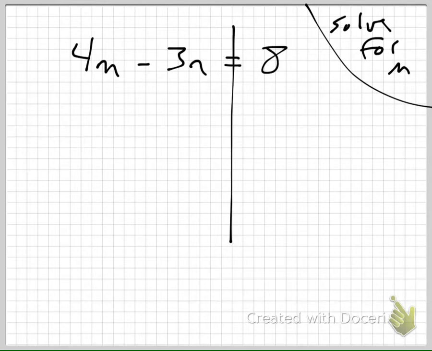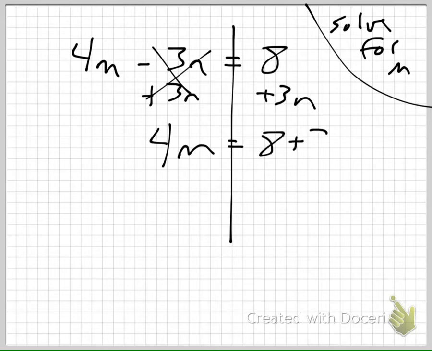Is the m happy? No, why not? He's not alone. Who's with the m? 3n and a 4. What's the 3n doing to him? Subtracting from him. What's the 4 doing to him? Which one do I deal with first? I'm going to go plus 3n, plus 3n. Cross them out. 4m equals 8 plus 3n. Does that make sense? I just simply kicked him out of the house.